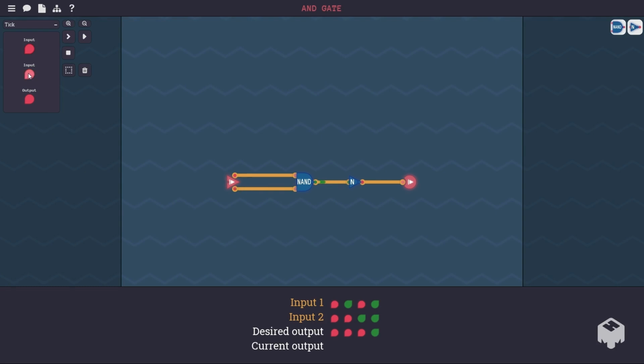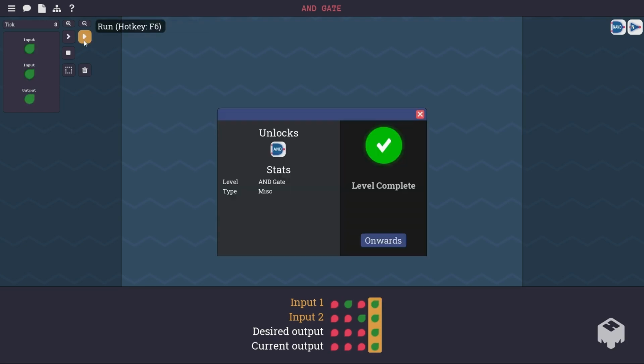So, when the input is 1, the output is 0. When the second input is 1, the output is also 0. But when we input both of them, it becomes 1. So that matches the table. Let's run it. Level complete.